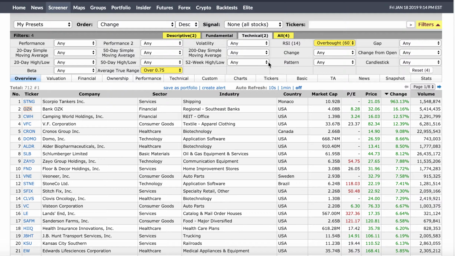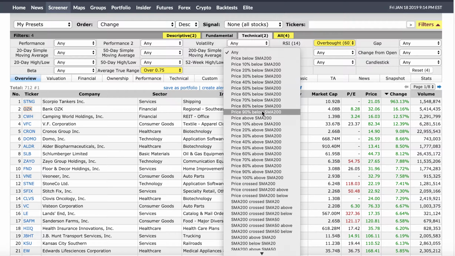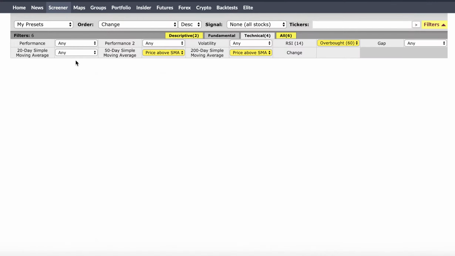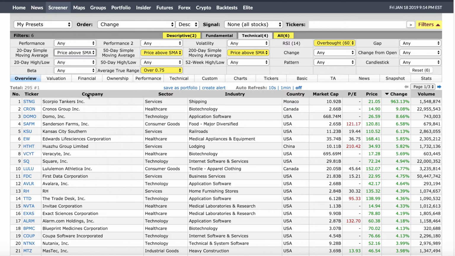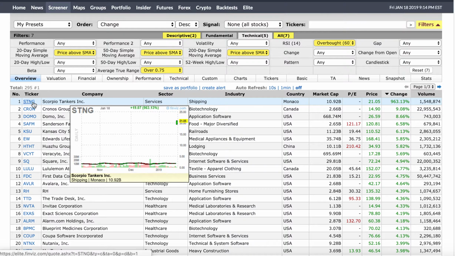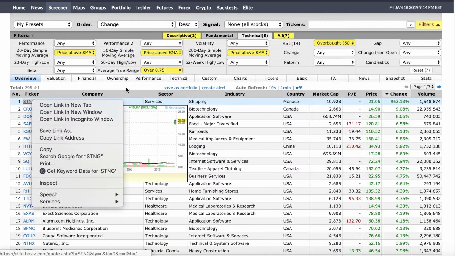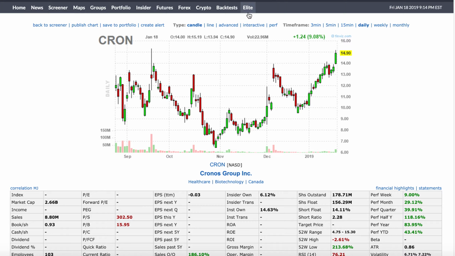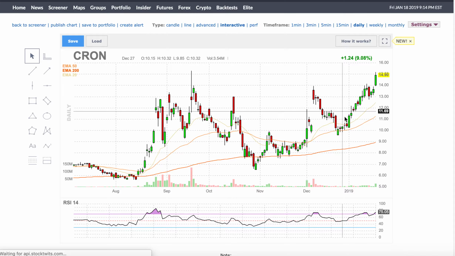If you want to find really strong stocks, you can use the same theory on here: price above the 200-day moving average, price above the 50-day moving average, price above the 20-day moving average. So you will find stocks which are above all these long-term moving averages. I think this STNG was more of a buyout. So let's take a look at this Crown. Crown is above the 200-day, above the 50, above the 20. So it's a very, very strong stock.